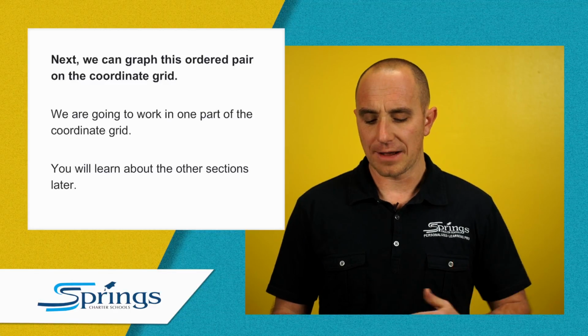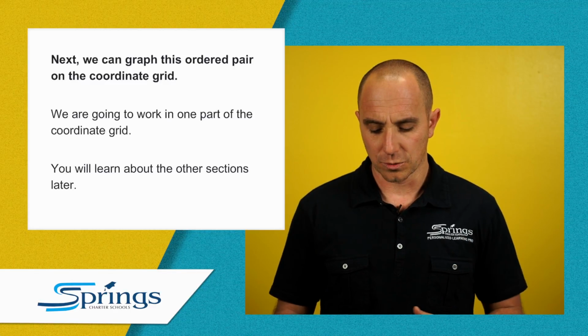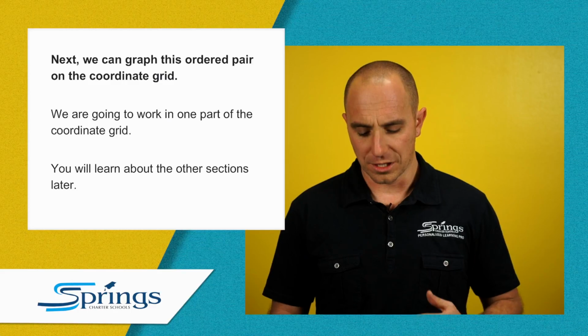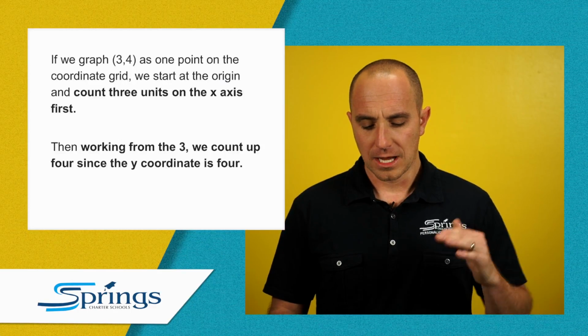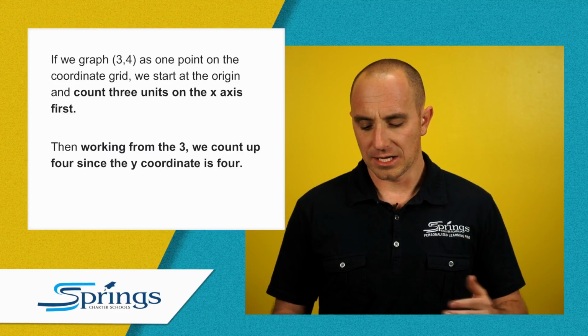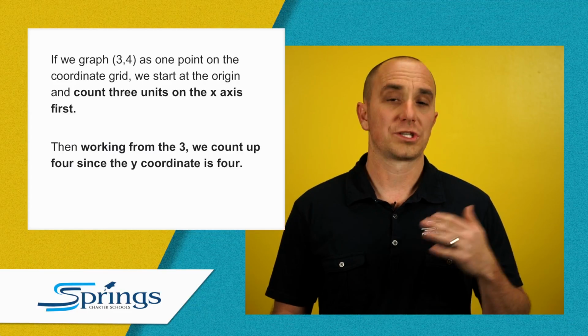All right, so next we can graph this ordered pair on the coordinate grid. We're going to work in one part of the coordinate grid. You'll learn the other sections in a little bit. If we graph 3, 4 as one point on the coordinate grid, we start at the origin.